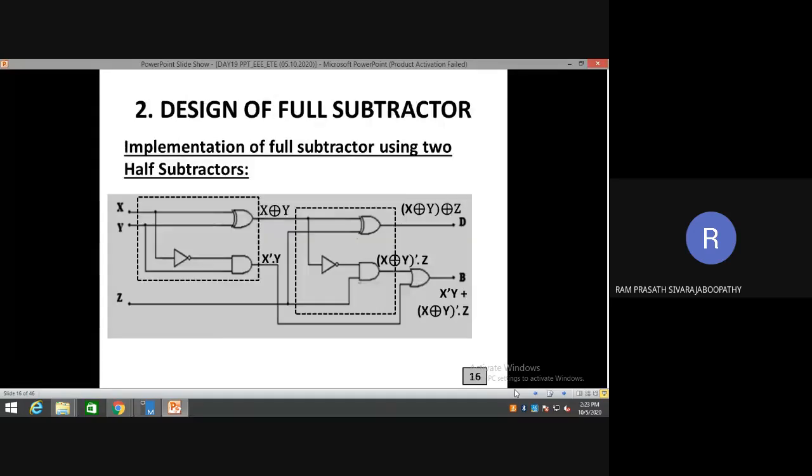Okay. Is it clear for all of you? See, look at what we have shown by drawing the box. This portion is half subtractor 1. This portion is another half subtractor.